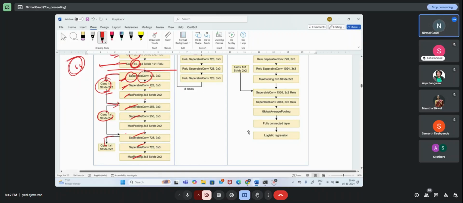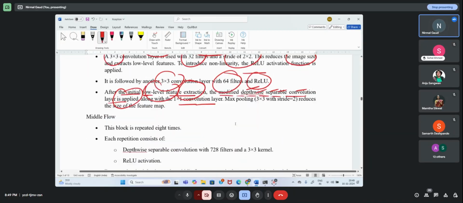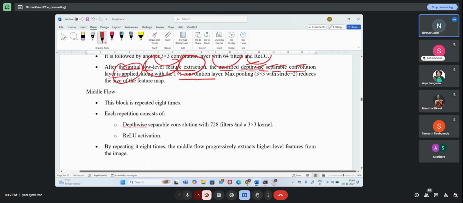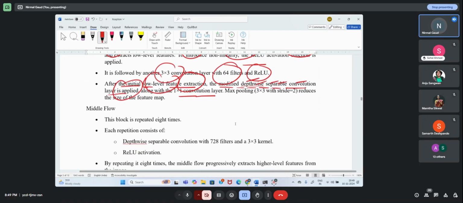That is the entry flow, and that's what they have explained here. After the initial layers, you are going to apply a separable convolution layer with 1 cross 1 convolution and max pooling with striding 2 that reduces the feature map. So your image will be reduced here.